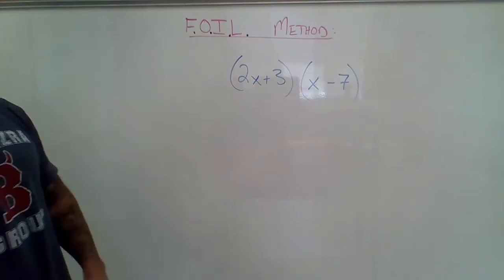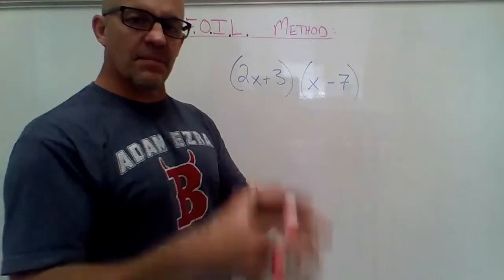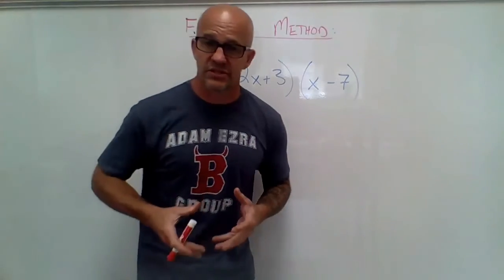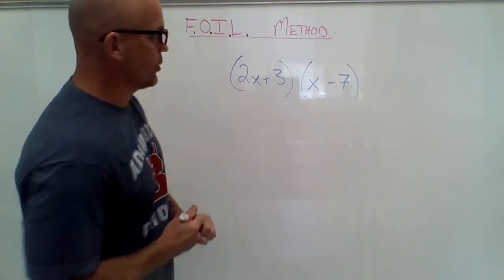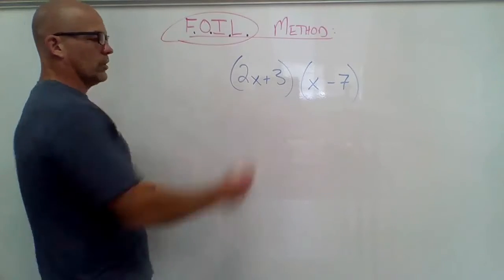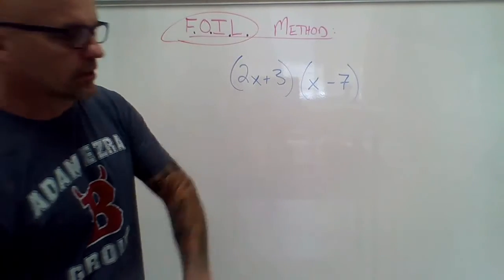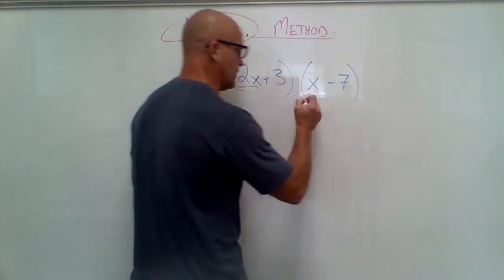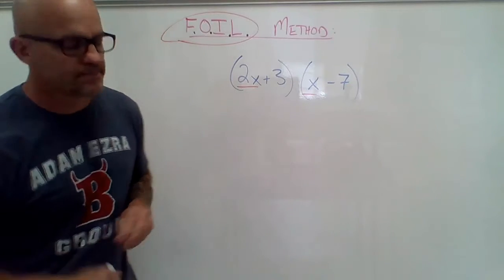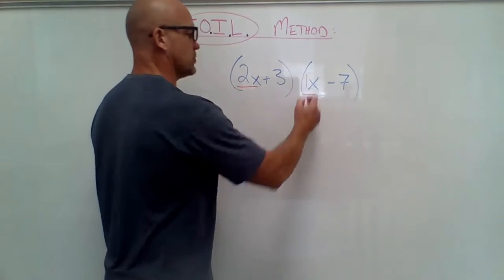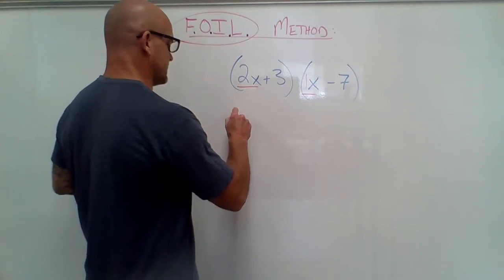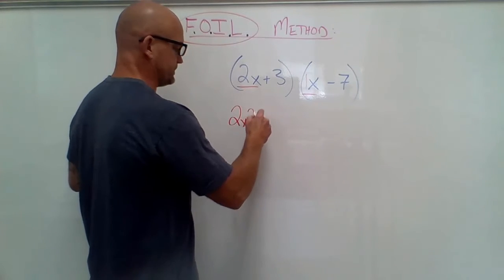So again, anytime I have a binomial times a binomial, and this is why we made sure you understand that language, binomial times a binomial, that screams FOIL. So here we go. First terms. The first terms in each set of parentheses, 2x times x. 2x times x is 2x times 1x. 2 times 1 is 2, and x times x is x squared.